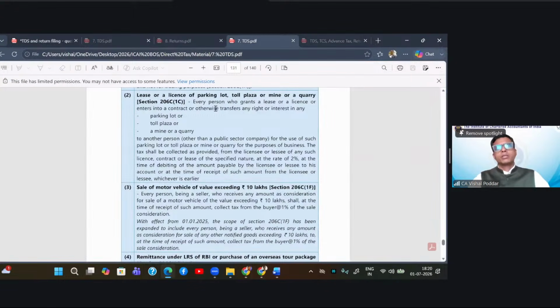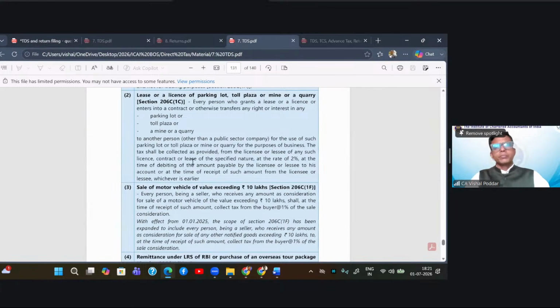Why? Because here the government has given you the license of coal extraction. If I connect it with a movie, it is the KGF movie case. Though over there, what they were extracting was not coal, they had taken the license of a limestone and coal quarry, though what they were extracting, we all know, we have seen the movie. Now, every person who grants a license or enters into a contract or otherwise transfers any rights or interest in a parking lot, that is not our case, toll plaza, no, a mine or a quarry, to another person other than a public sector company for the purpose of business. So we are very much falling in this.